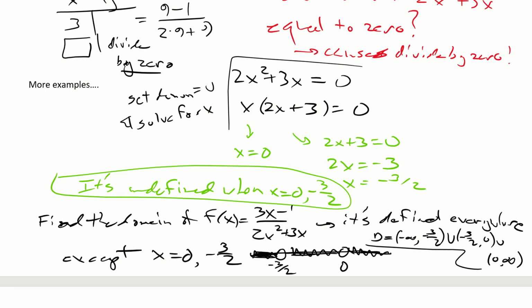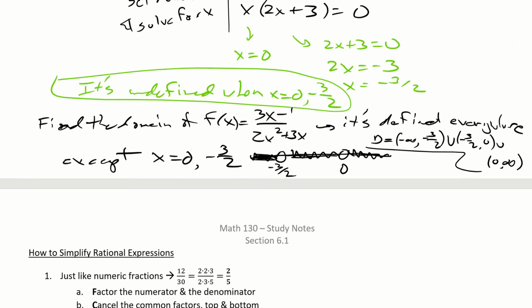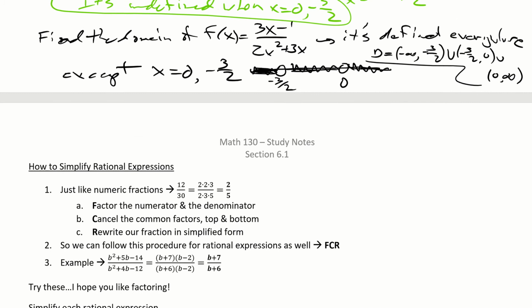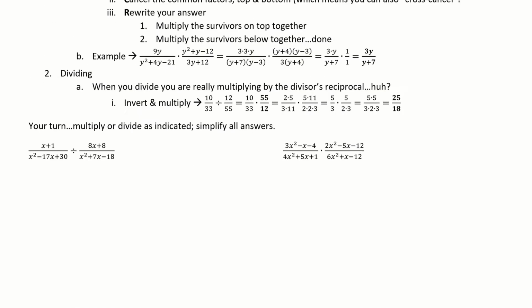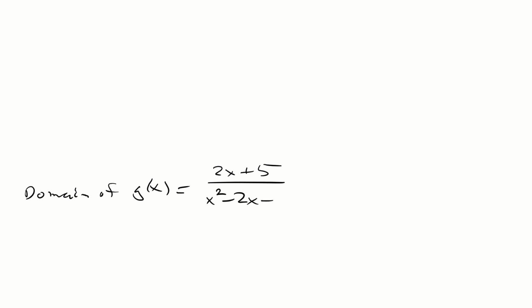So that's how you find, in fact, I think I'll stick with just one of those. You can do as many as you want. The next thing would be to simplify. If I wanted to do another one, maybe I'll scroll way down here past all these notes and pick out another one. I'll do it maybe here. Domain of maybe g of x is equal to 2x plus 5 divided by x squared minus 2x minus 3.